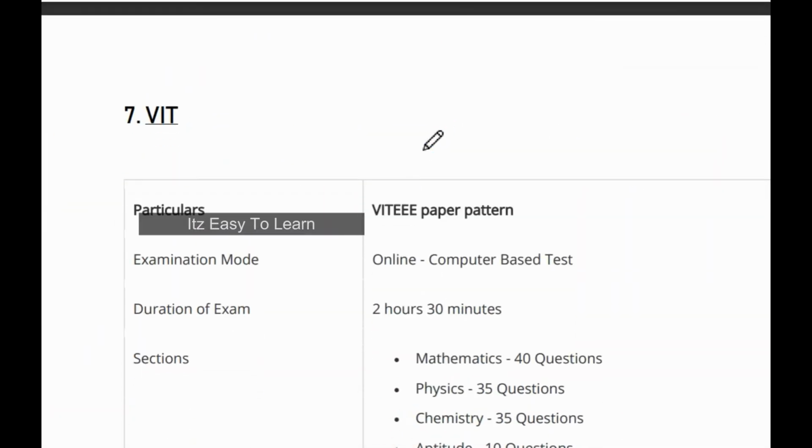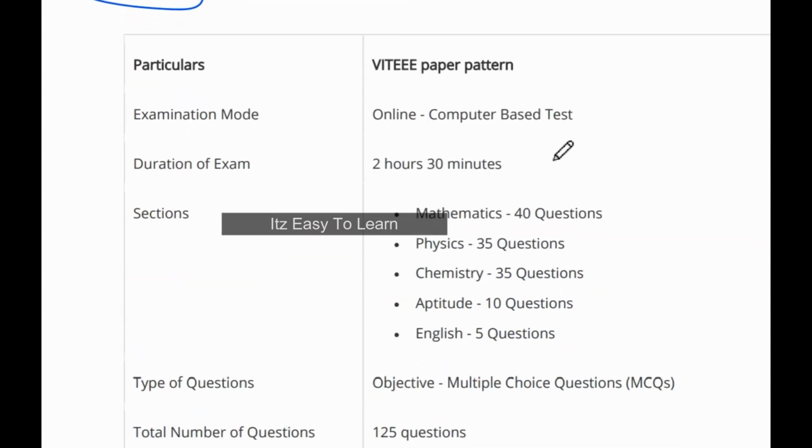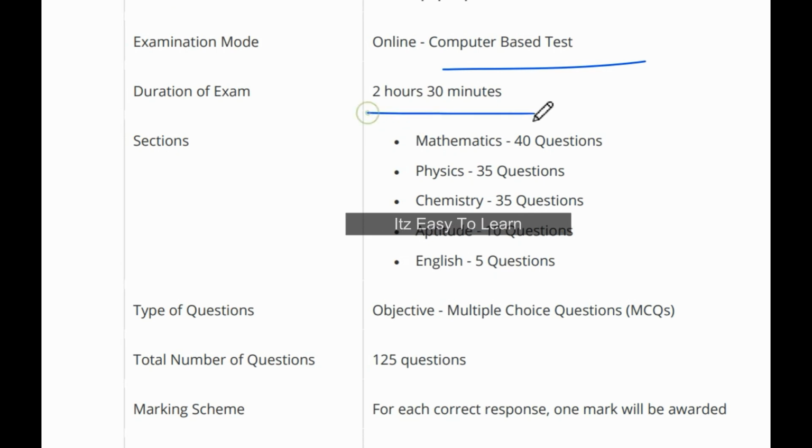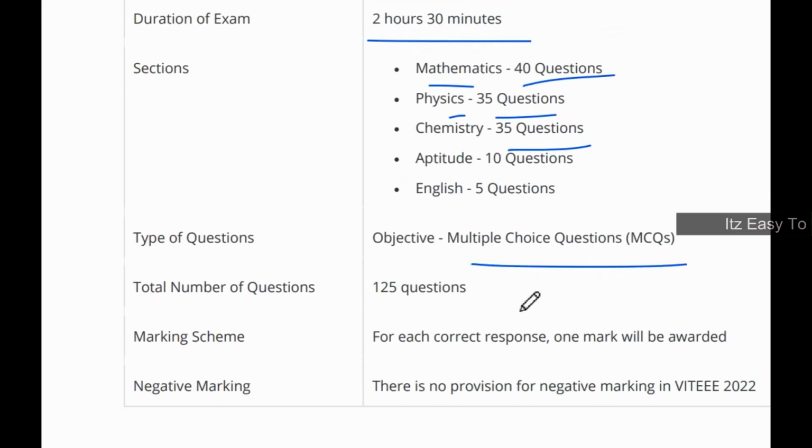And last but not the least, VIT. So this is the pattern for VIT. Examination mode will be online, that is computer based test. Duration of examination will be 2 hours and 30 minutes. There will be a total of 5 sections. In mathematics there will be 40 questions, in physics there will be 35 questions, and in chemistry also 35 questions, and in aptitude there will be 10 questions, and in English there will be 5 questions. Type of question will be MCQ. Total number of questions is 125.